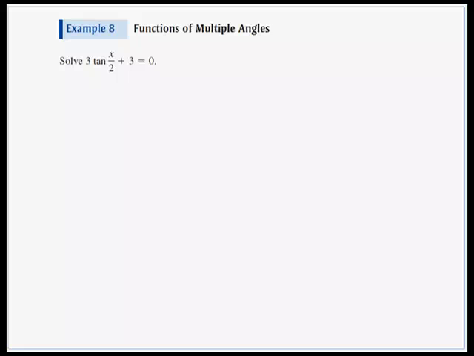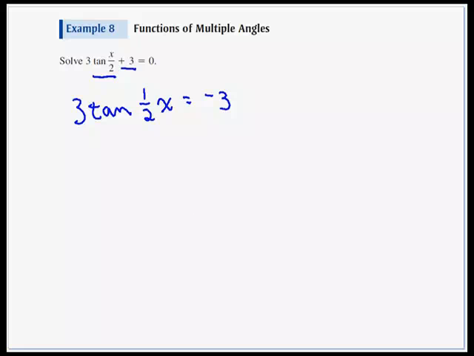So here in example 8, in the previous one it was a multiple angle, like 3 times x. Now we have a fraction of an angle. This is a 1/2 x. But the idea is going to be pretty much the same. Let's solve here for our trig function of tan 1/2 x. So we're going to subtract 3 from each side. 3 tan of a 1/2 x is equal to -3.